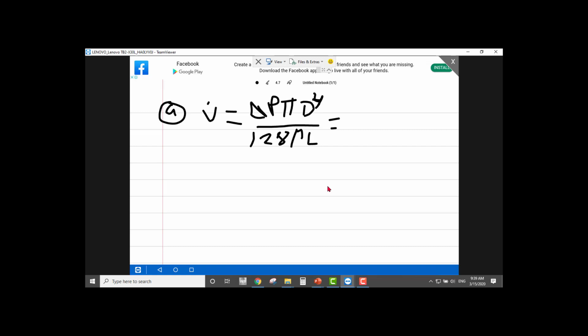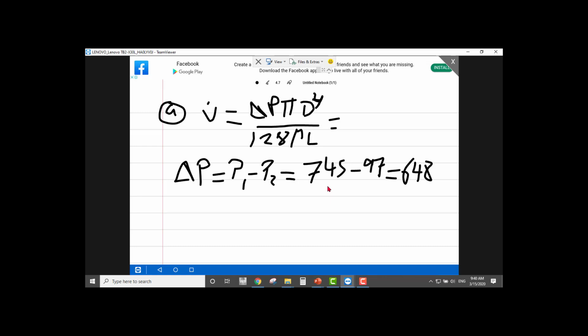So delta P, before starting, delta P equal, as we said earlier, to P1 minus P2, which is equal to, so if you go back to the statement of the question, you will find out that P1 is 745 minus P2 is 97. And if you use your calculator, you will find the answer is 648 kilopascal. Okay. Right. This is delta P. So we could find it.